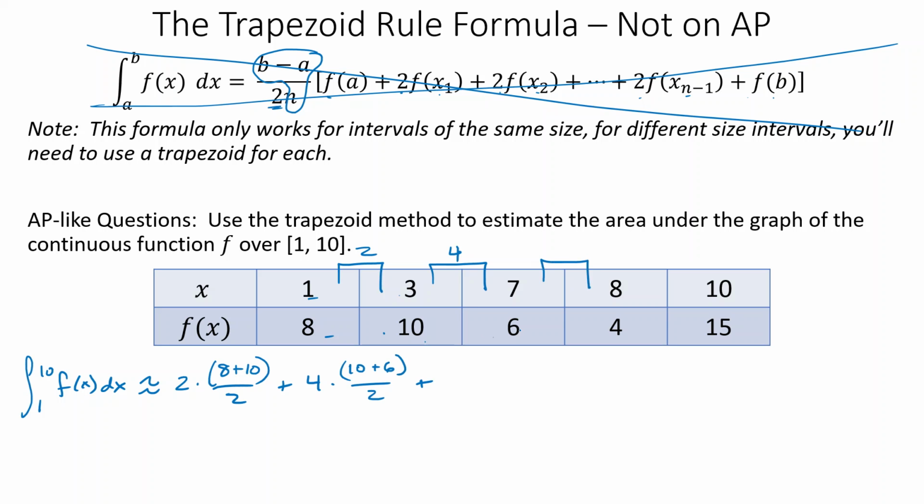Then we're going from there to there. Well, that width is 1. And then we average those two heights. 6 plus 4 divided by 2. And then we've got these two. 8 to 10 is another 2. So our width there is 2. And we average these two heights. 4 plus 15 divided by 2.